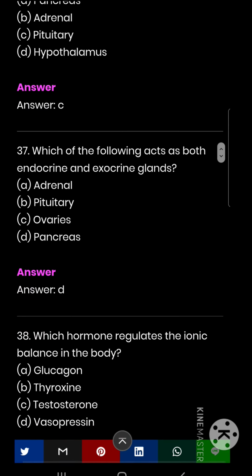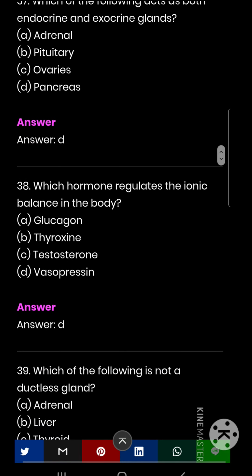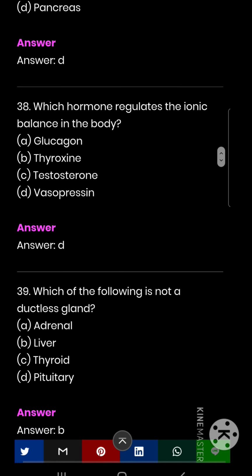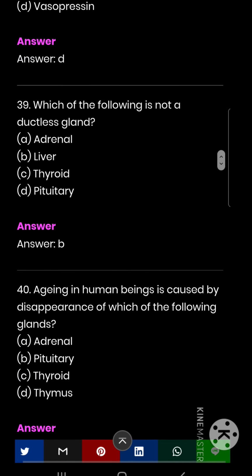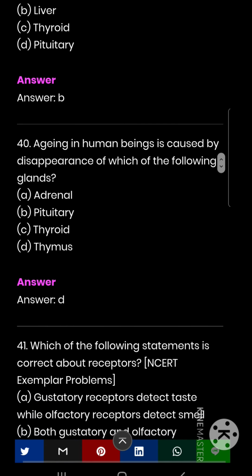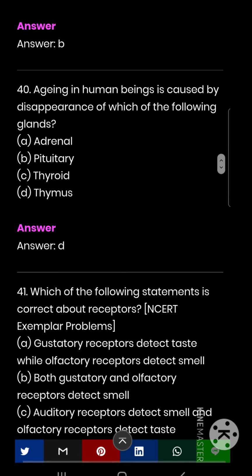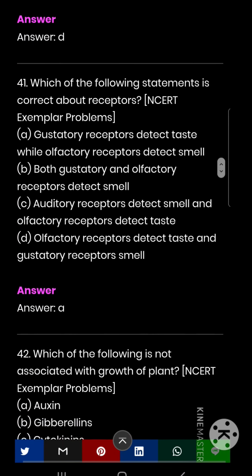Which of the following acts as both endocrine and exocrine gland? It is the pancreas. Which hormone regulates the ionic balance in the body? It is vasopressin. Which of the following is not a ductless gland? It is a liver. Aging in human beings is caused by disappearance of which of the following glands? It is thymus gland.